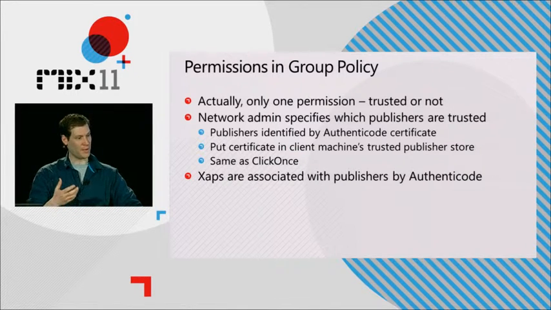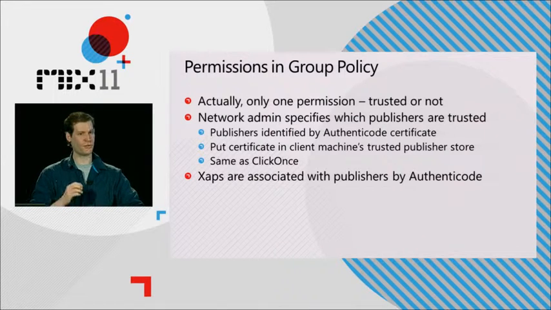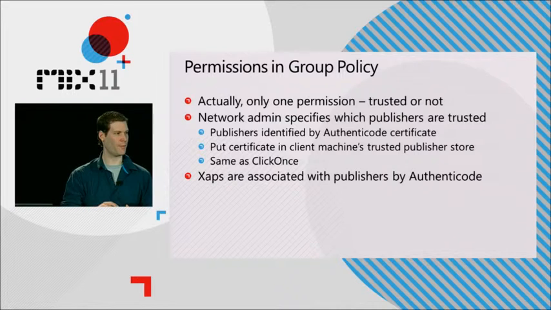And then the final step is, strictly speaking, the network administrator is not trusting a specific app. They are trusting all apps that happen to be signed by a specific key. So they're not saying I trust the Silverlight Insurance Adjuster app. They're saying I trust applications from Silverlight Insurance because they all carry the same Authenticode signature.